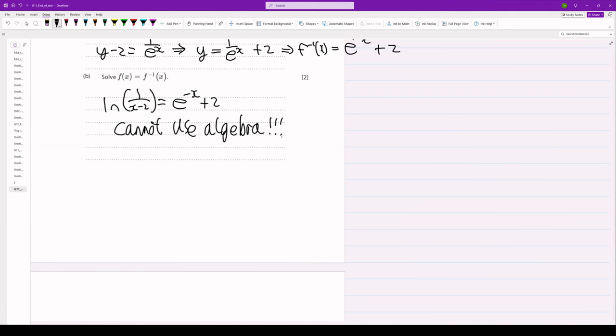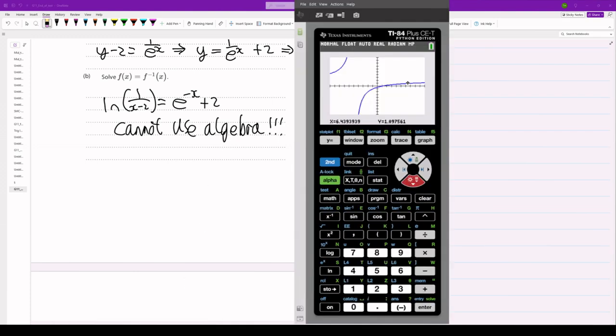The reason that I know that is because this is an e to the power of an x, and this is an x inside a logarithm. Feel free to try it and try and get the two x's in the same place. And if you find a way of getting those two x's in the same place, please tell me, because we can sell that to mathematicians for a lot of money. So, if I can't use algebra, what do I do? Well, you use your calculator.